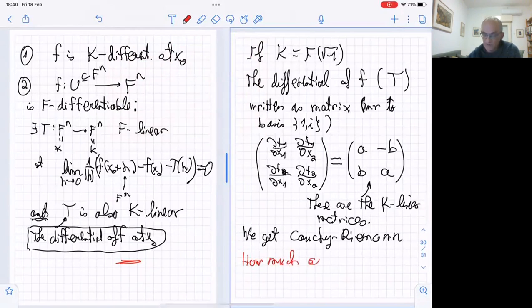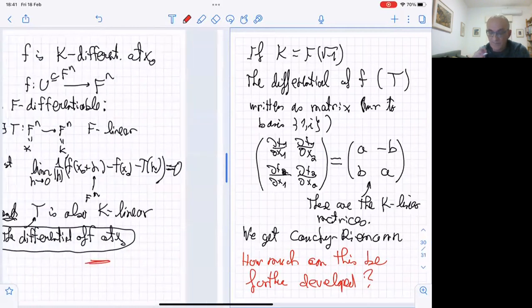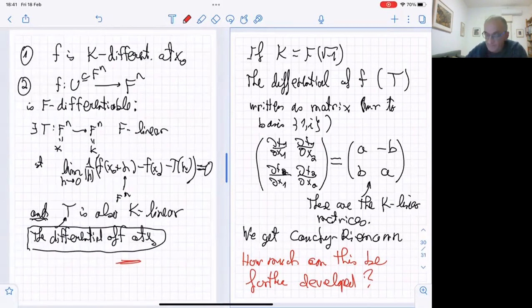How much can this be further developed in this general setting of topological fields? I don't know. So, Kobi? Yes. So you consider the partial derivatives only in the case of a differentiable map, right? Yes. Because in particular, I didn't write it, but if it's differentiable, you can show that the partial derivatives exist. This is the easy direction. Okay.